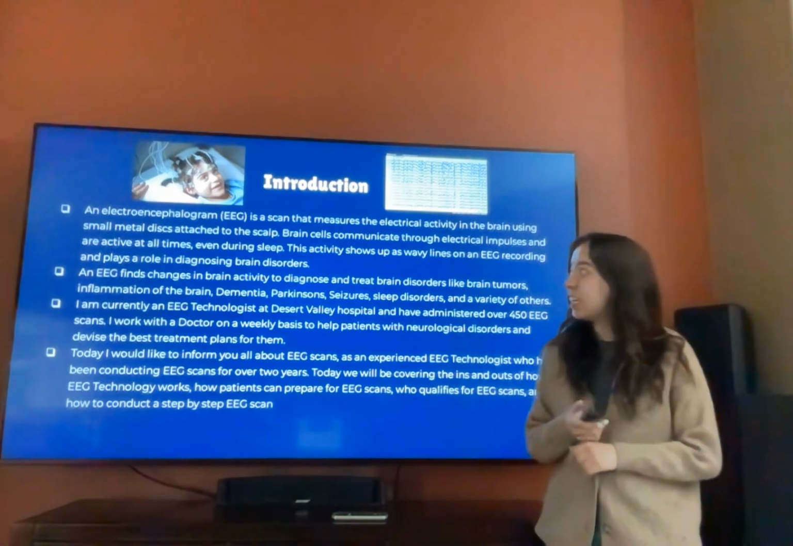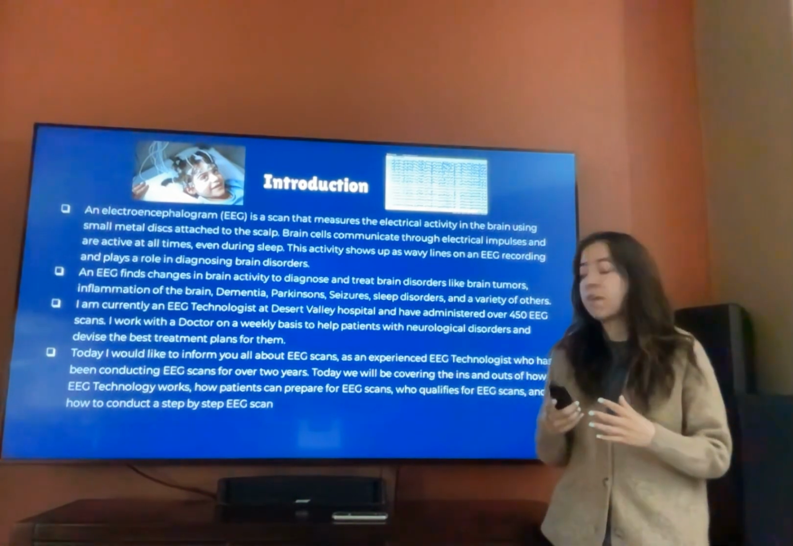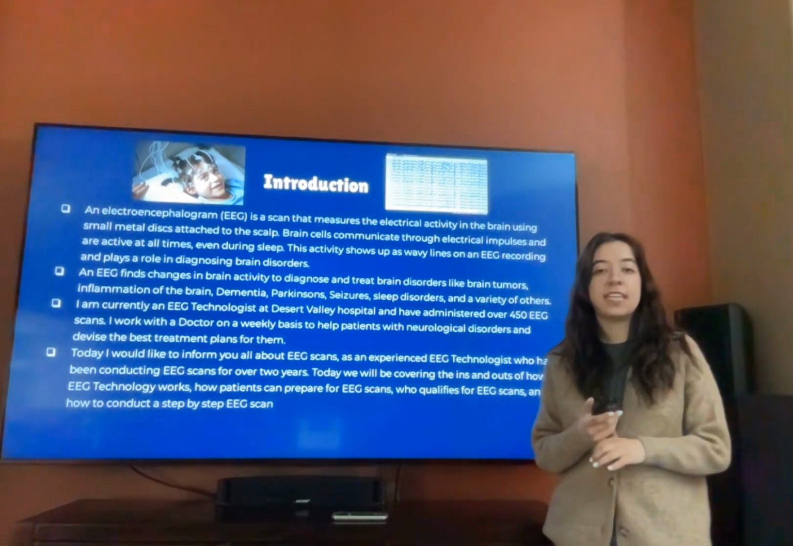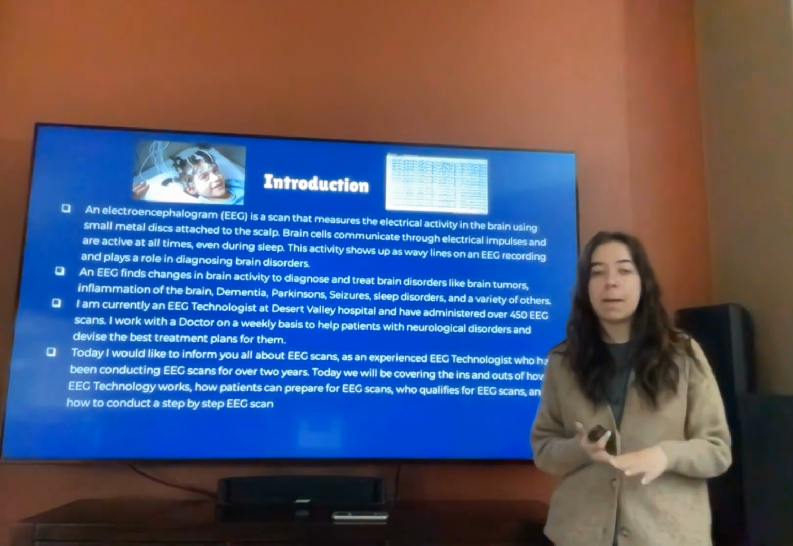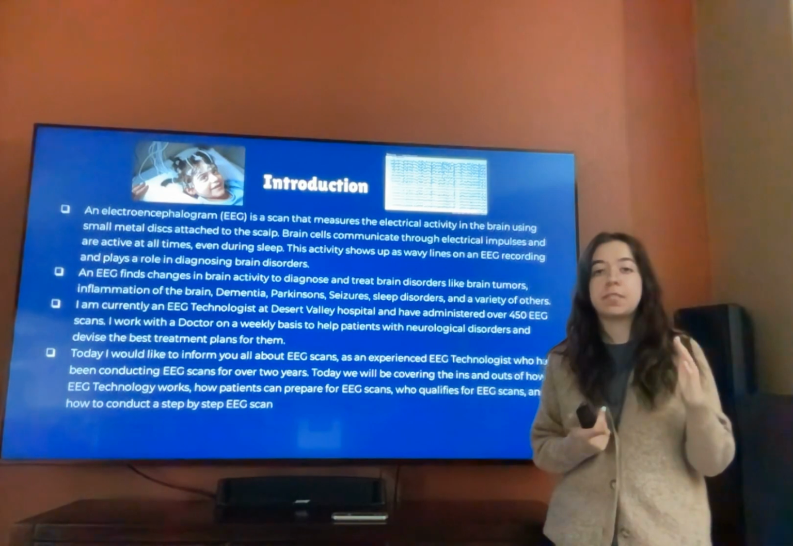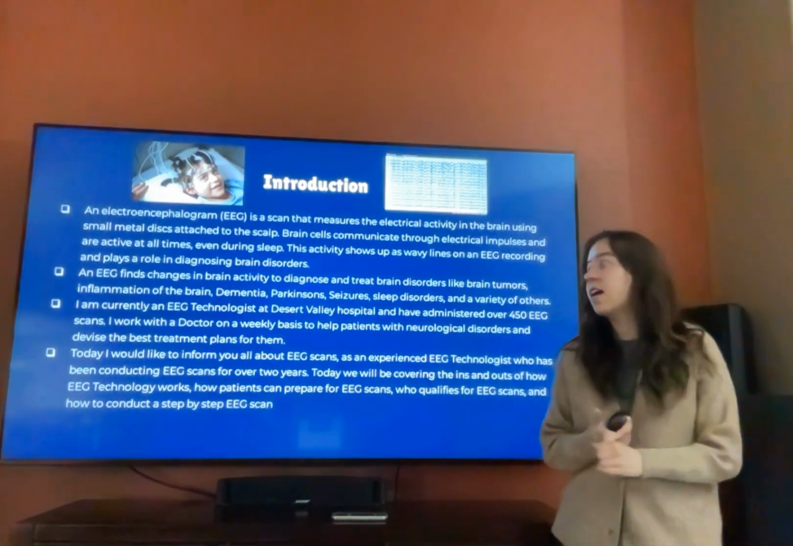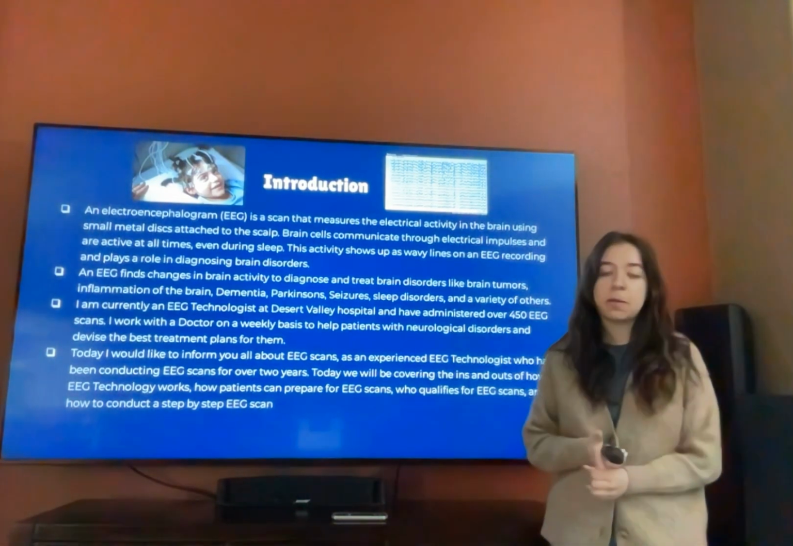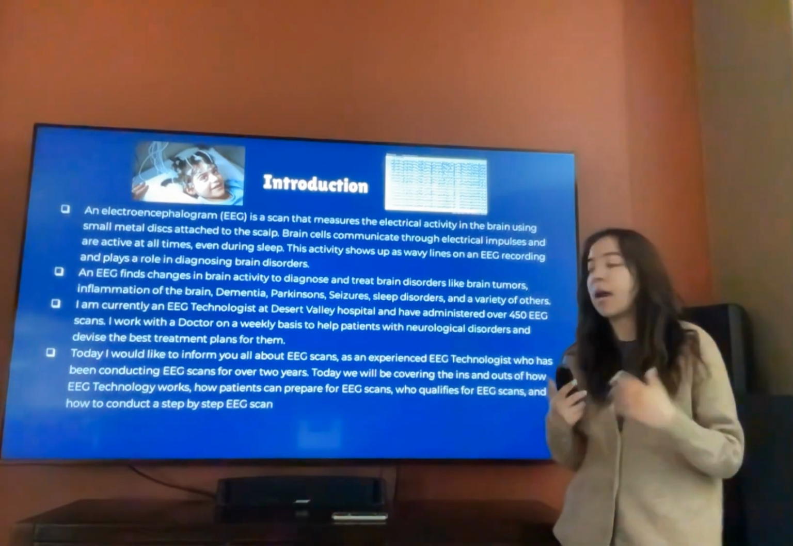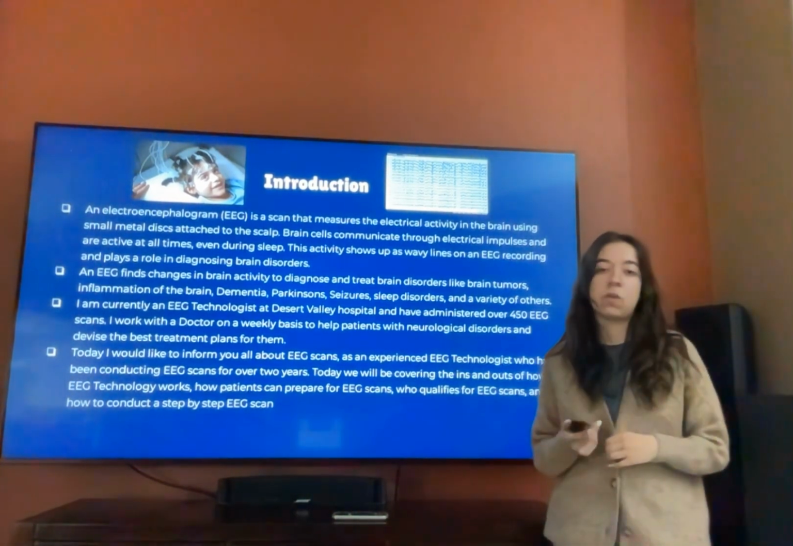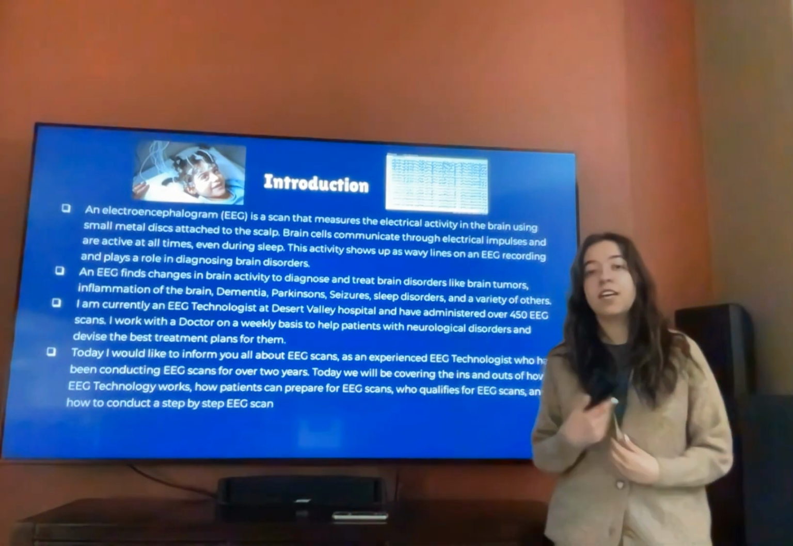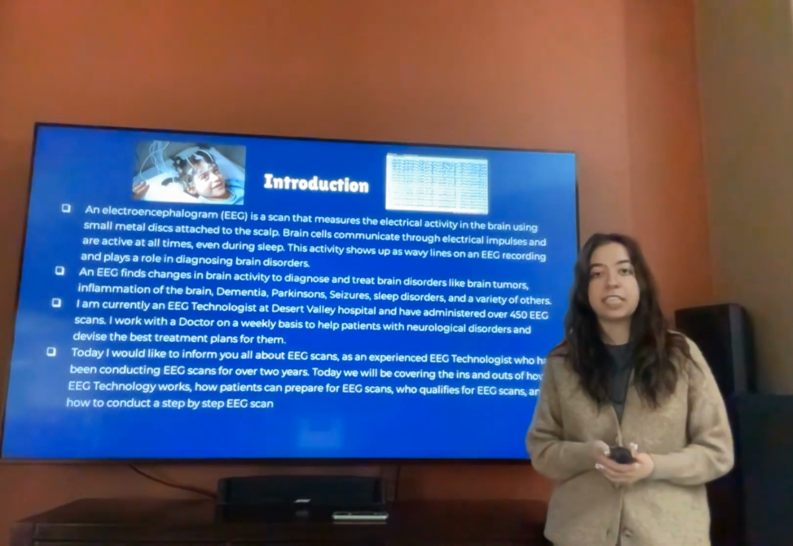Introduction. An EEG is a test that finds your brain activity. It diagnoses various brain disorders such as Parkinson's, epilepsy, seizures even, stroke, inflammation in the brain, and that of such. I am currently an EEG technologist, and I work in Desert Valley Hospital hands-on with Dr. Zhang to help diagnose different patients.